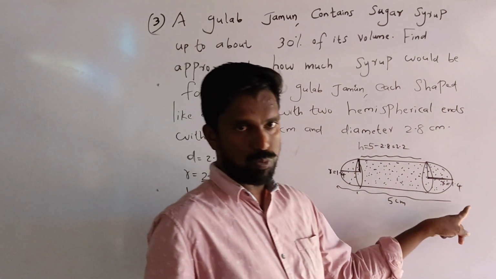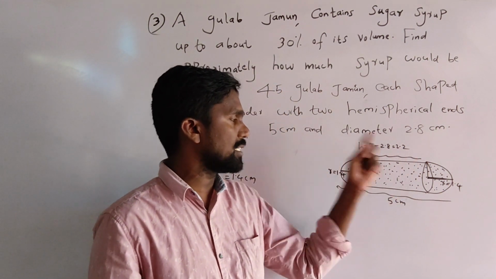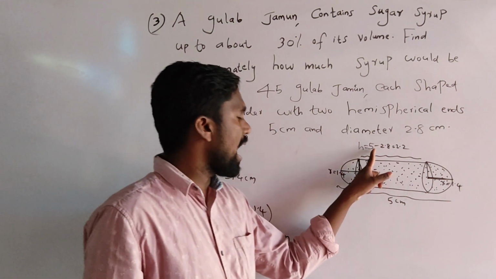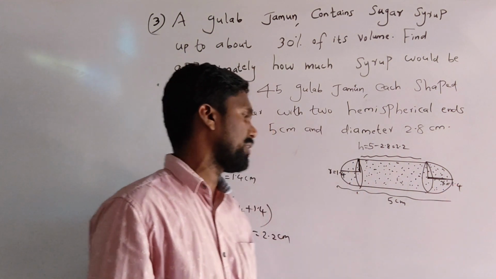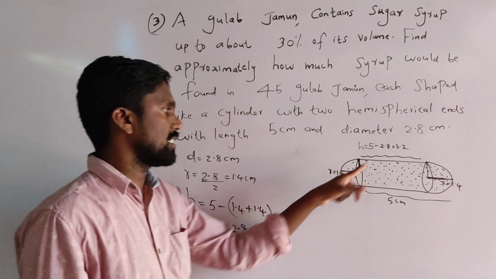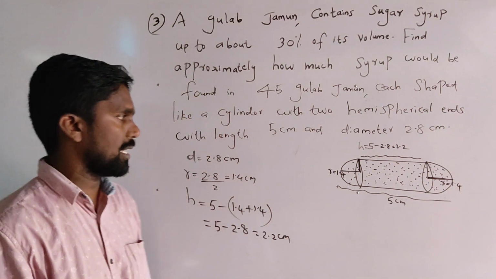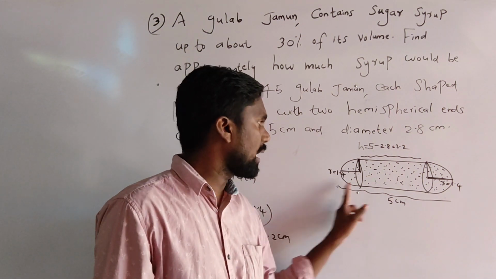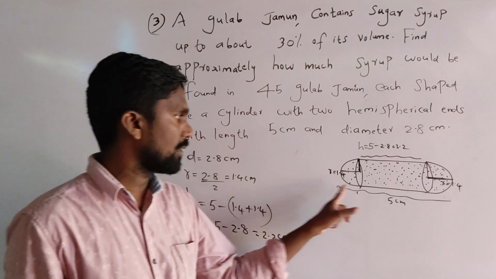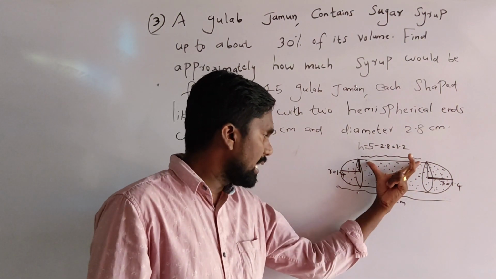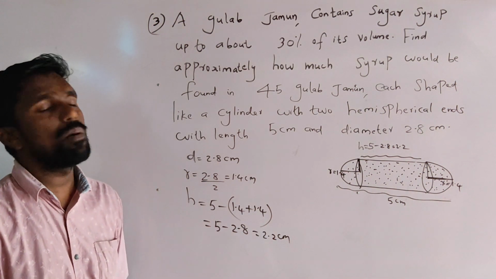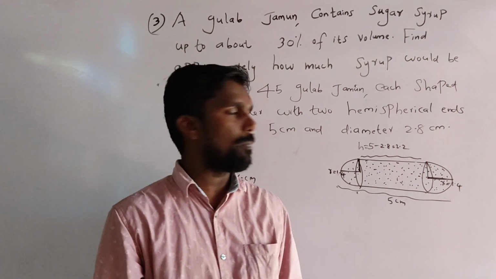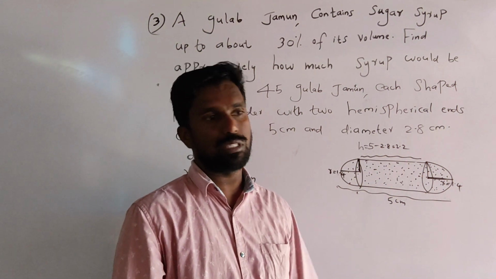So total height is 5. We have to find out the height of the cylinder. That is 5 minus 1.4 plus 1.4. That is 5 minus 2.8. That is equal to 2.2 centimeter. So radius of the cylinder, radius of the hemisphere 1.4. Total length of the gulab jam 5 centimeter. Cylindrical portion is equal to 5 minus 2.8, that is equal to 2.2 centimeter.